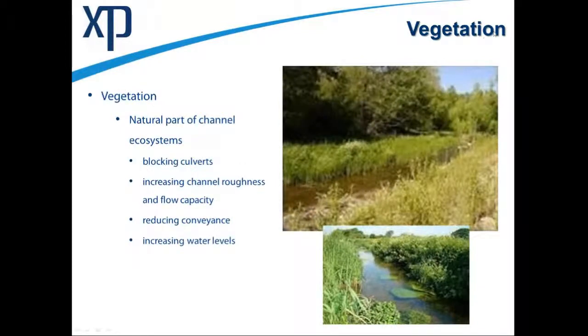And vegetation is a natural part of the channel ecosystem. However, excess vegetation and seasonal variations can create problems within culverts, causing them to block, or even the channel roughness can be quite radically affected, and that can reduce the conveyance capability, as well as increasing the water levels within the channels as a consequence of those increased roughnesses.